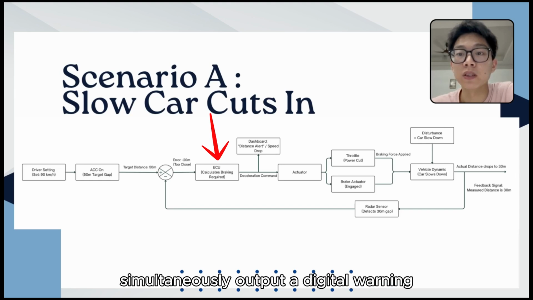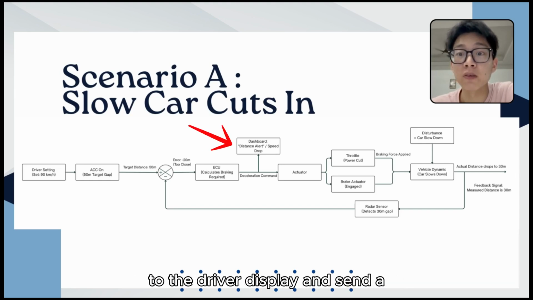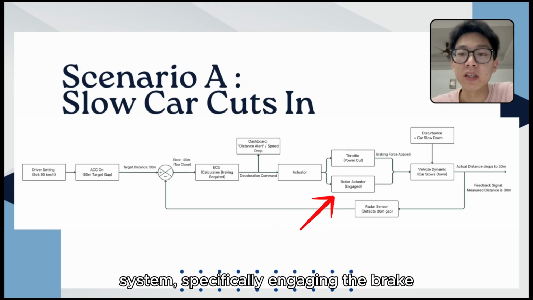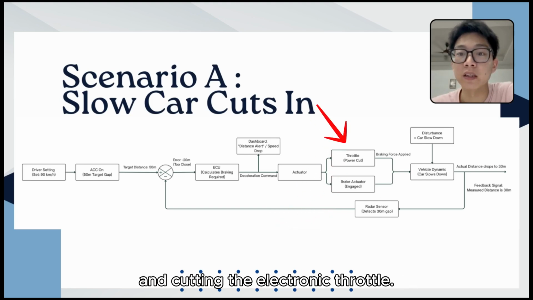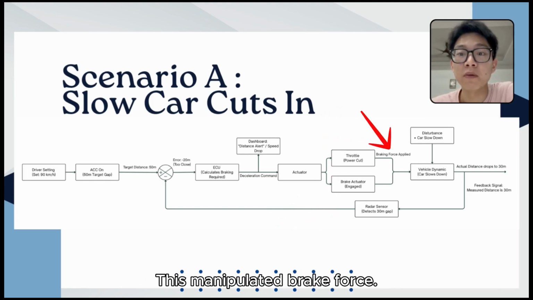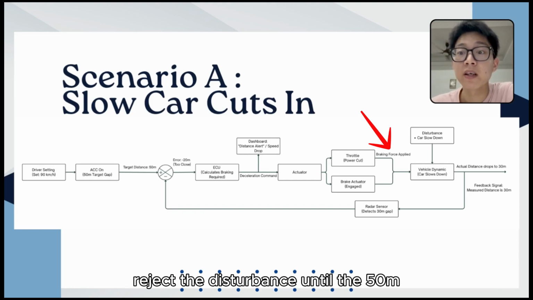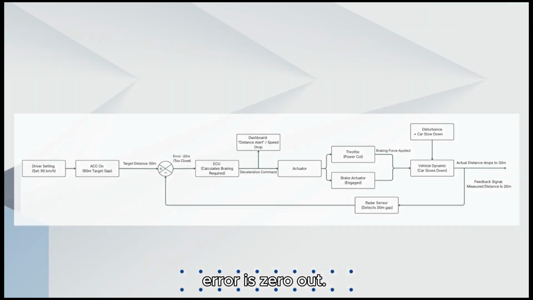The controller simultaneously outputs a digital warning to the driver display and sends a deceleration command to the actuator system, specifically engaging the brake and cutting the electronic throttle. This manipulated brake force slows the vehicle dynamics and effectively rejects the disturbance until the 50 meter target distance is restored and the error is zeroed out.